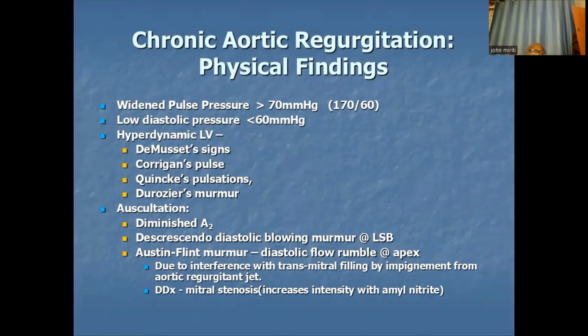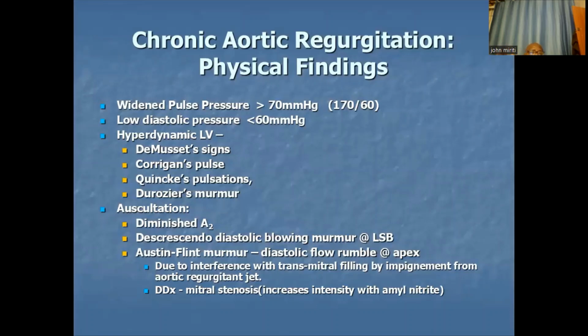The pulse pressure is the difference between the systolic and diastolic pressure. So in this type of patient, there is wide pulse pressure, there is low diastolic pressure, there is a dynamic left ventricle, and signs such as Corrigan's pulse and Duroziez's murmur. Then when we auscultate, there is a diminished second heart sound and there is a soft diastolic blowing murmur at the left sternal border.